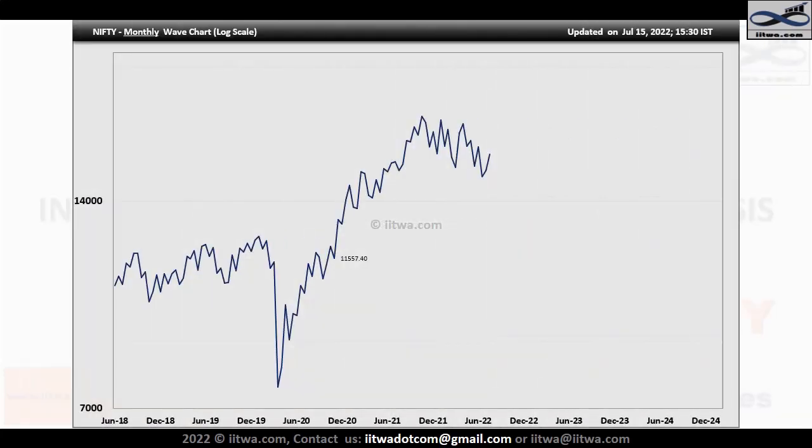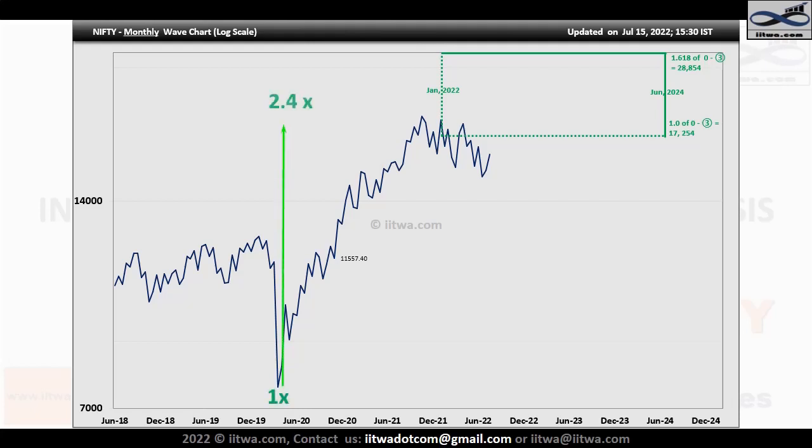This is the monthly NEoWAVE chart of NIFTY. Let us first mark the area by price and time imposed by the larger time frame, that is the half yearly chart, on the monthly time frame. The same area for NIFTY is 17,254 to 28,854, and the time area is from January 2022 to June 2024. For this chart also we have used log scale instead of linear scale because price has doubled from its bottom.